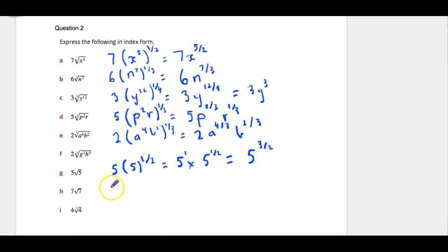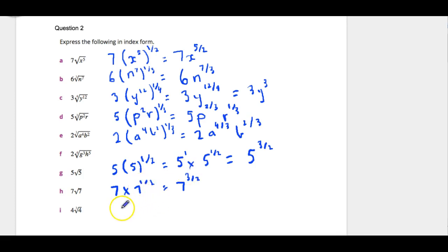This one here is exactly the same. 7 times 7 to the power of 1/2. Add them together, you get 7 to the 3/2, which is 1.5. Or if you wanted to write it as 1.5, you can, but in maths we kind of leave fractions as improper fractions as opposed to mixed numbers when you're dealing with powers.